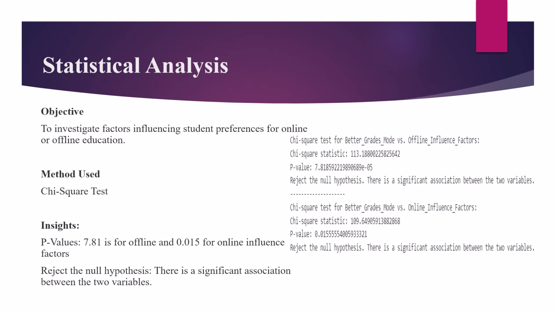So we also examined what influences student preferences. The chi-square test revealed that both online and offline factors significantly influence whether students prefer one mode over the other, with the p-value being 0.015 for online, and for offline the p-value was 7.81.